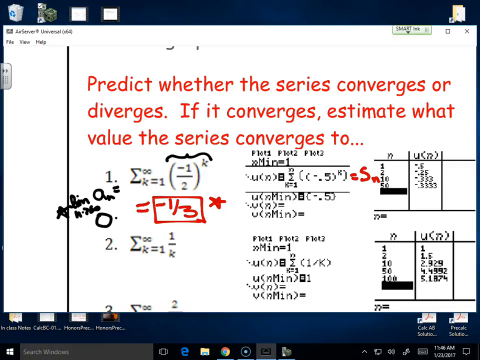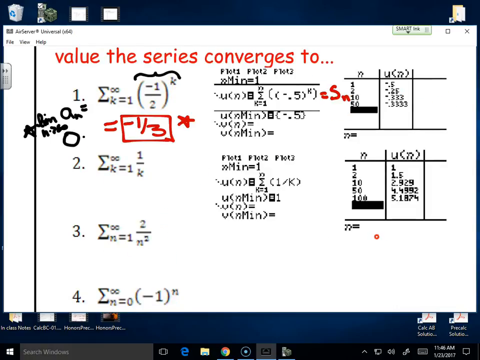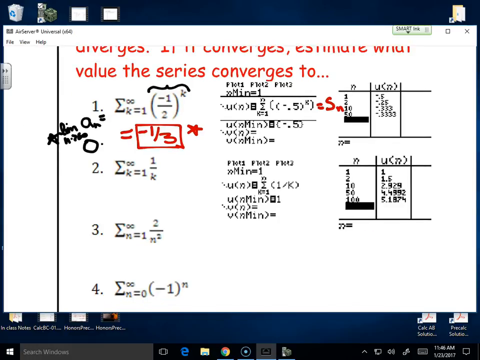Okay, number 2. You guys don't have to plug it in. You can go ahead and check out my work. I plug in 1/k. Get it all set up in my graphing calculator. Check out my table. 1, 2, 10, 50, 100. It took it a long time to do the 100. What's going on? Maybe it goes to 0. Well, wait a minute. What goes to 0? The sequence or the series?